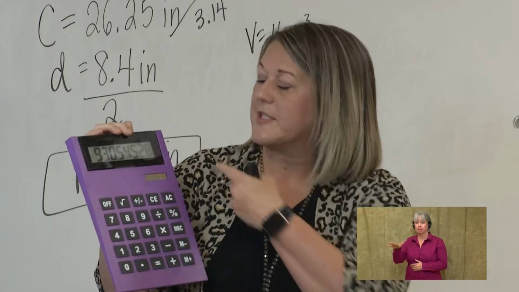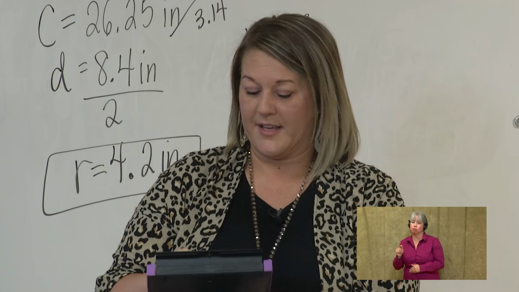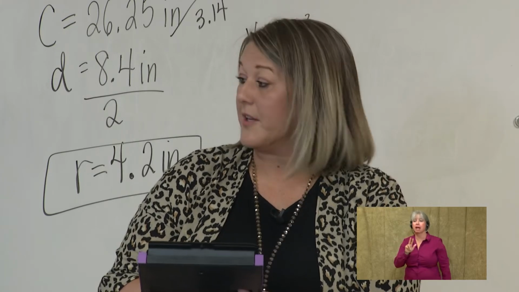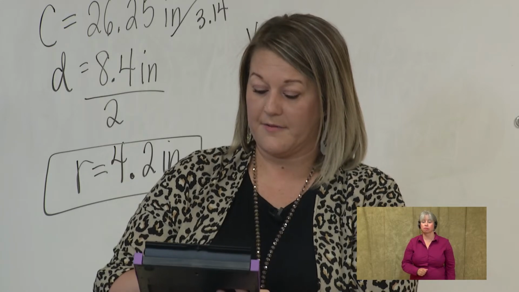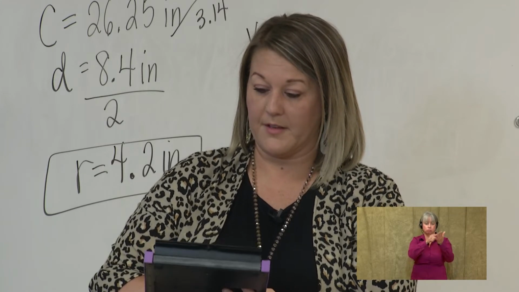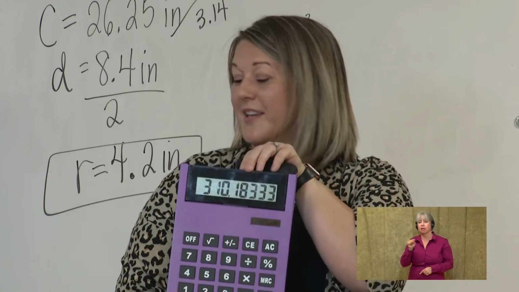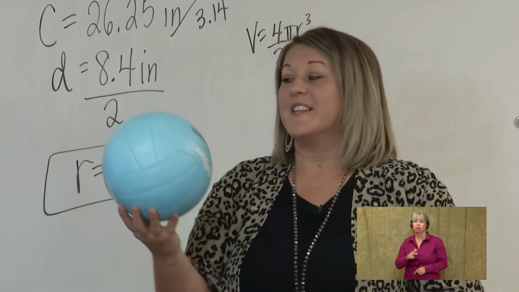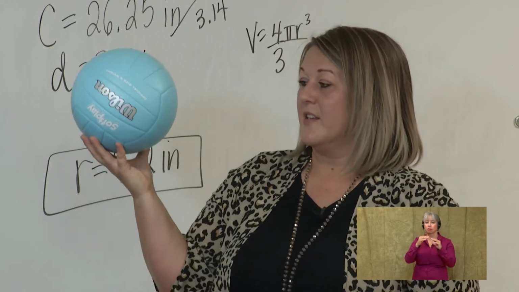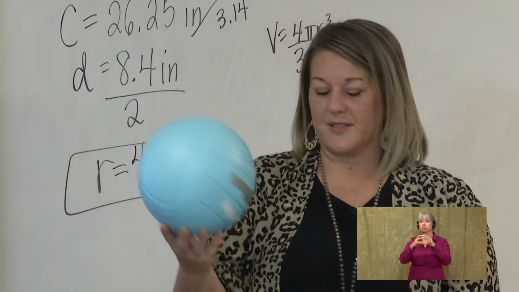And I'm going to get 930.55, a whole other decimal expansion, but I'm going to round to the nearest hundredth. And then divide that by 3, because that's also part of our formula. 930.55 divided by 3 would give me 310.18 cubic inches. So the volume of this sphere here is about 310.2 cubic inches, okay?